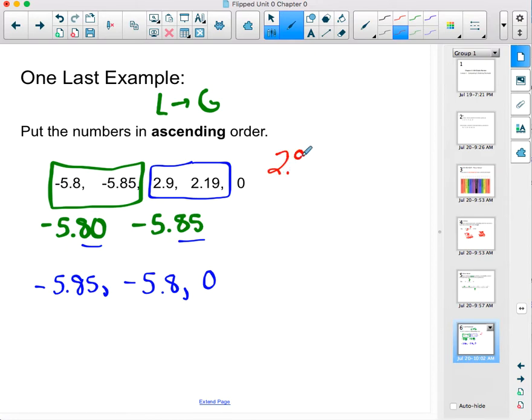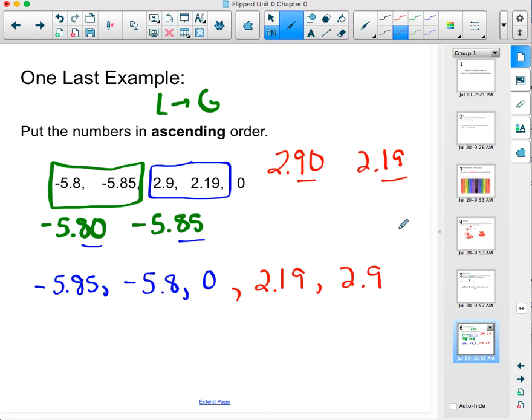So there's my 2 and 9/10, 2 and 19/100. I'm going to add the 0 to make my decimals the same length. Now I look at a 90 and a 19. What's bigger? A 90 is bigger than a 19. So 2 and 19/100 will come next, and my greatest number is 2 and 9/10.